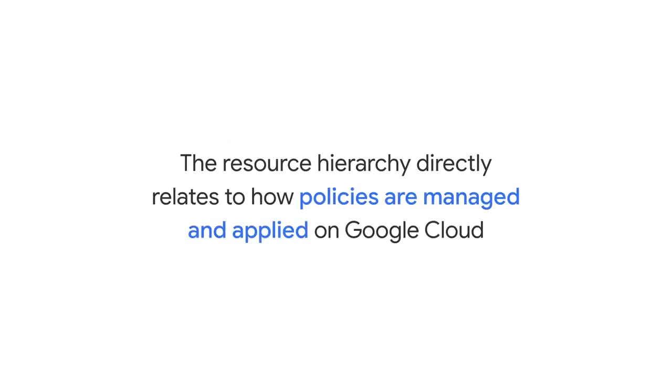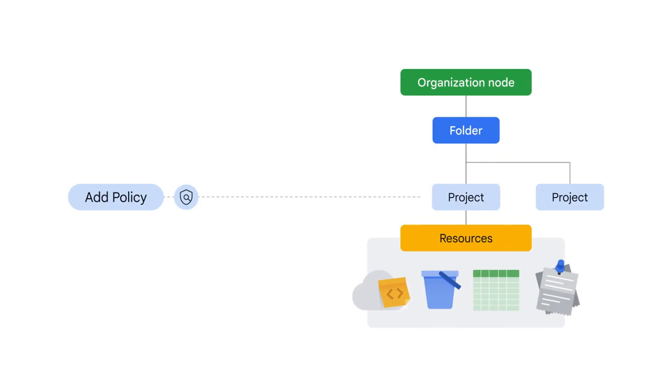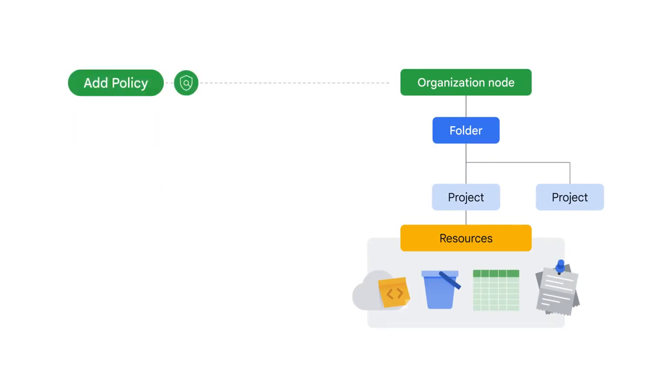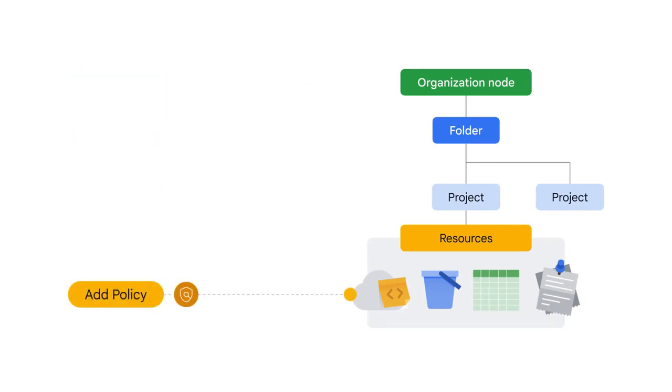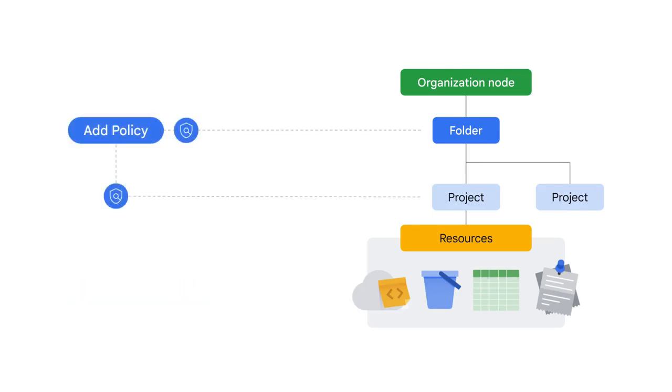It's important to understand this resource hierarchy because it directly relates to how policies are managed and applied when you use Google Cloud. Policies can be defined at the project, folder, and organization node levels. Some Google Cloud services allow policies to be applied to individual resources, too. Policies are inherited downward. This means that if you apply a policy to a folder, it will also apply to all of the projects within that folder.